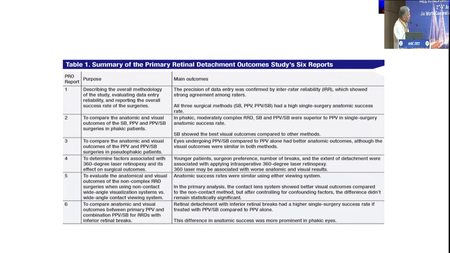And the last one was to compare the anatomic and visual outcomes between primary PPV and PPV plus sterile buckle for inferior retinal breaks. For this, retinal detachment with inferior retinal breaks had a very high single surgery success rate if you treated it with PPV with a sterile buckle. So you can either put a 240 band or you can put a sterile buckle down inferiorly to support the inferior retina, giving a larger anatomic success rate. However, the difference in the anatomic success rate was more prominent in phakic eyes. So these were the 6 reports of the PRO studies.